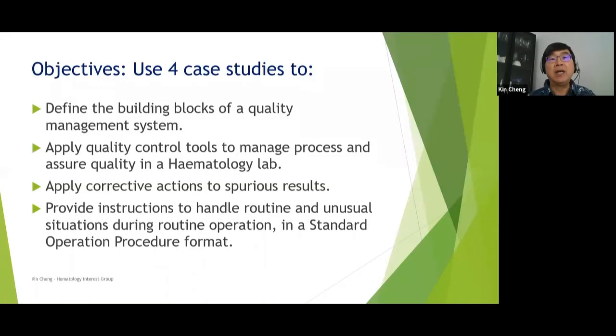Okay, let me just continue on. So what we call the building blocks of a quality management system, because it's not just one piece.